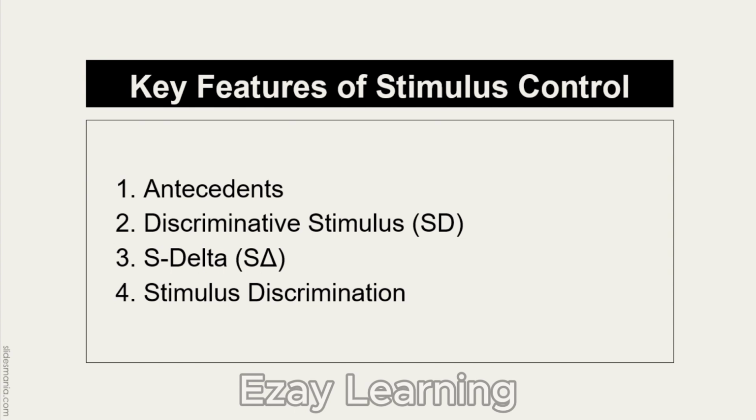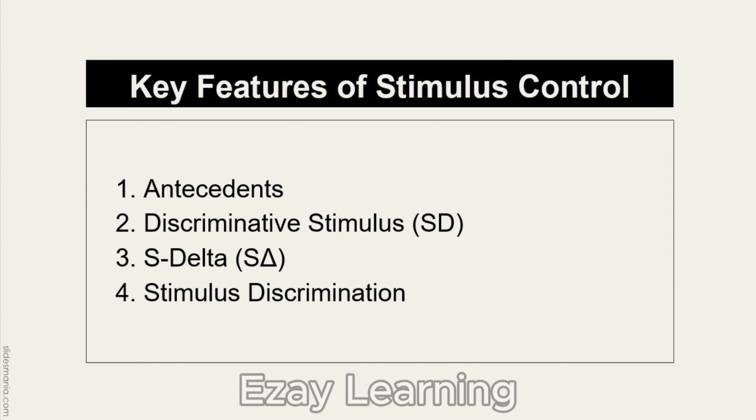Discriminative stimulus. A discriminative stimulus is a stimulus that signals the availability of a reinforcement for a specific behavior. So when the SD, or discriminative stimulus, is present, the behavior is likely to be reinforced. For example, a teacher's instruction to sit down serves as an SD for sitting.